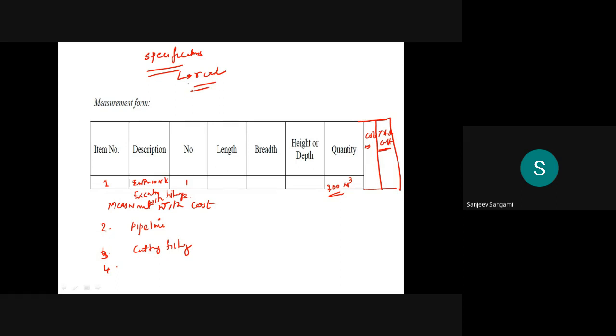Sometimes only earthwork excavation will be there, sometimes filling will not be there, or sometimes the rates will be added including the fillings. So that has to be taken care.